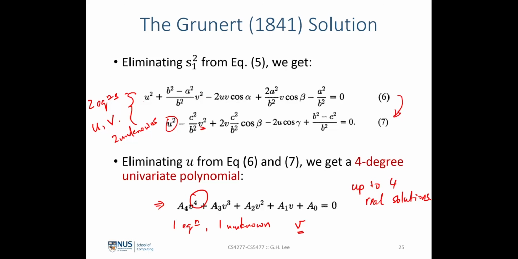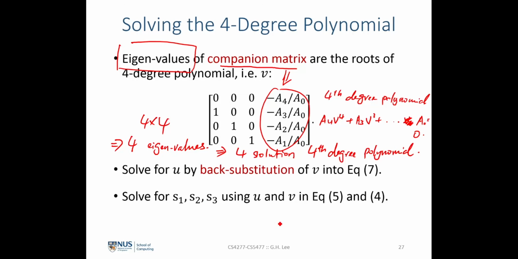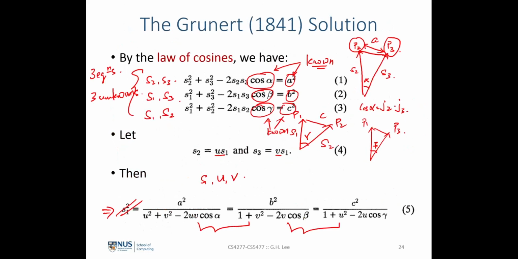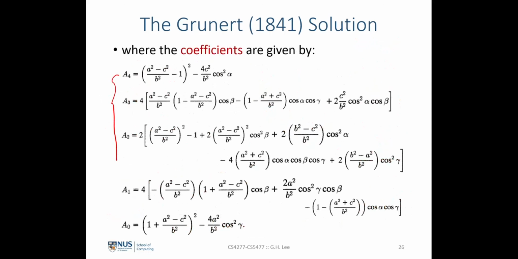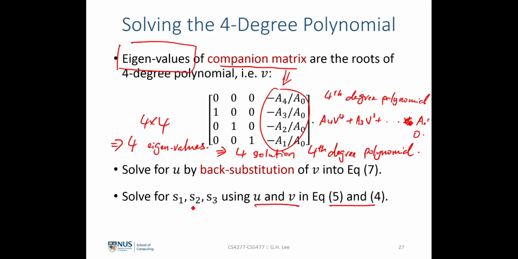Then finally, once we are done with this, we can substitute u and v back into equation 5, which is shown here, to solve for S1. And once S1 is known, since we know S1 and v, we can proceed to solve for the remaining unknowns, which are S2 and S3. So by this step, we have gotten the unknown depths S1, S2, and S3.